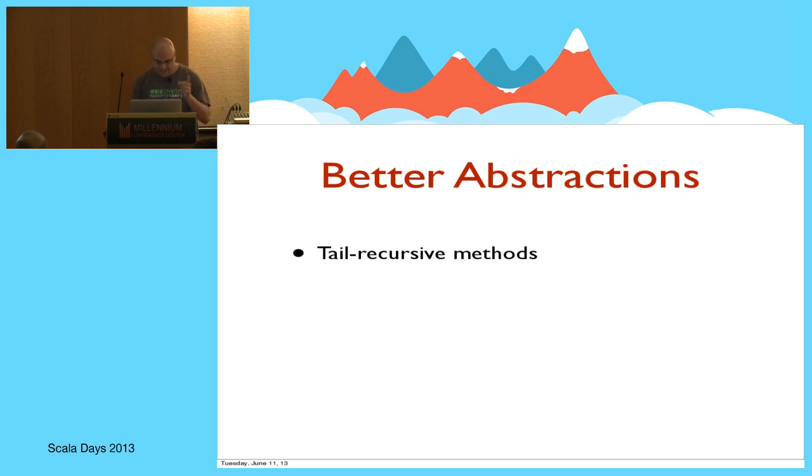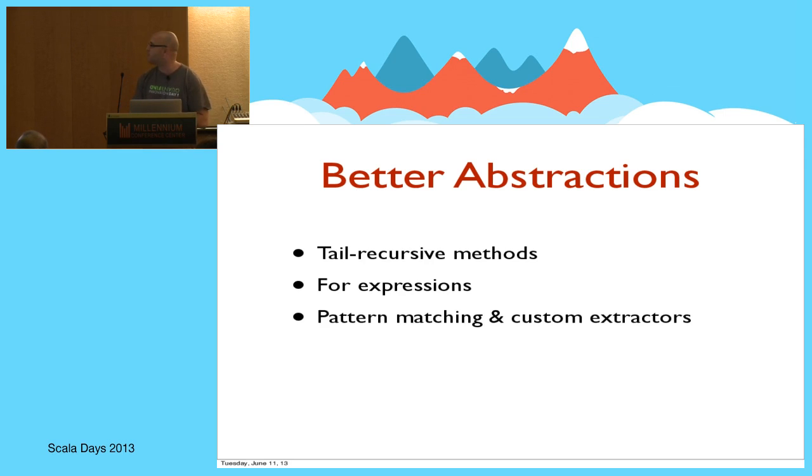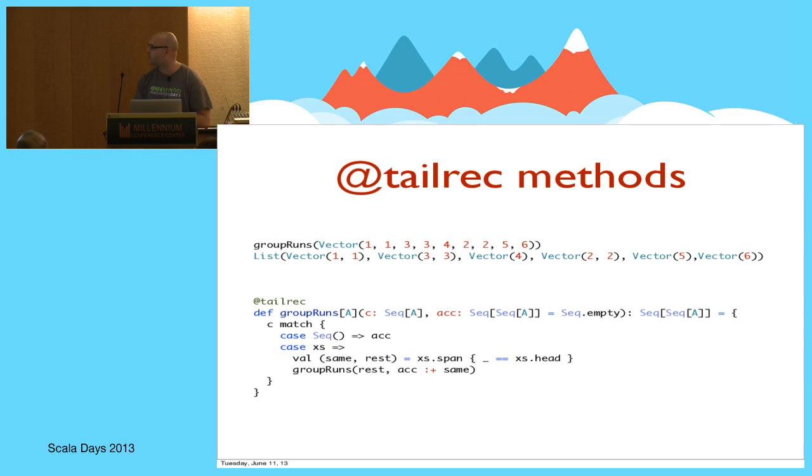Okay, it looks like I'm running out of time. So let's look at better abstractions, right? So tail recursive methods, for expressions, pattern matching, custom extractors, stackable traits. So I'll just go over these really, really quickly.